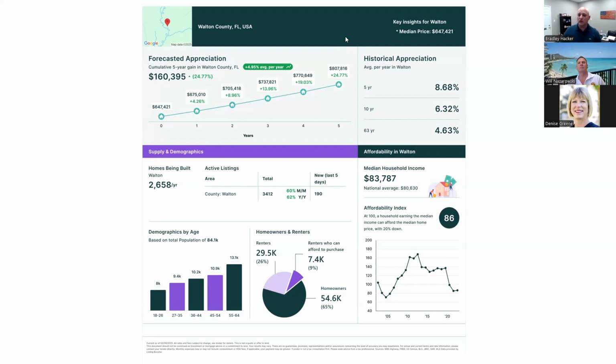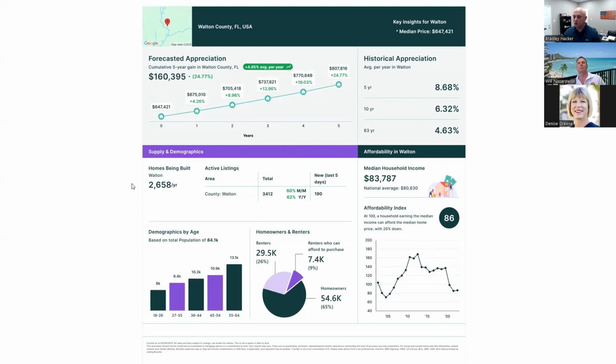So this is Walton County. Again, seeing a good amount of appreciation even with the market slowing down. We're at a 4.95 year over year on appreciation. So when you look at the 5 year gain, home values up 24, almost 25%, call it, over the course of the last 5 years. Here's our historical normals. So again, even with the market starting to slow, we're still far outpacing what has been historical appreciation for the market.